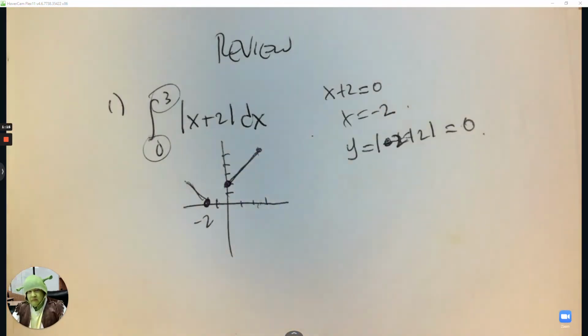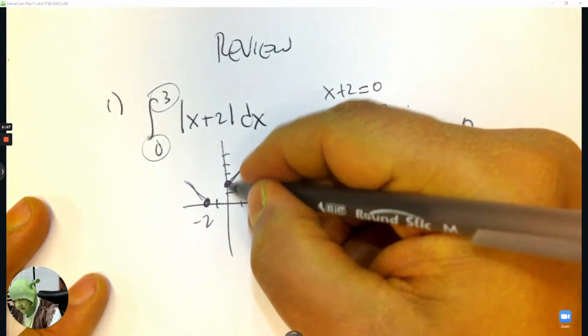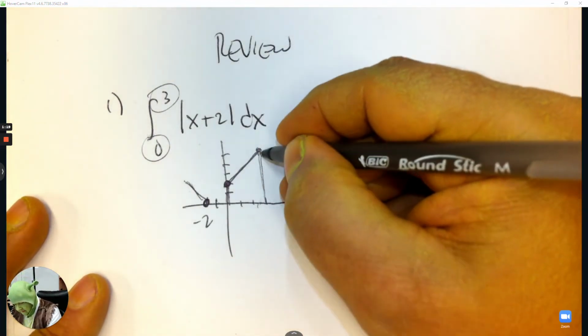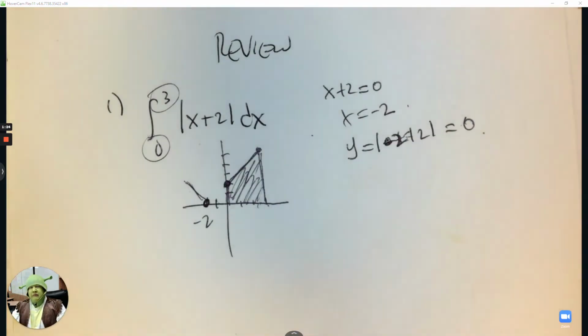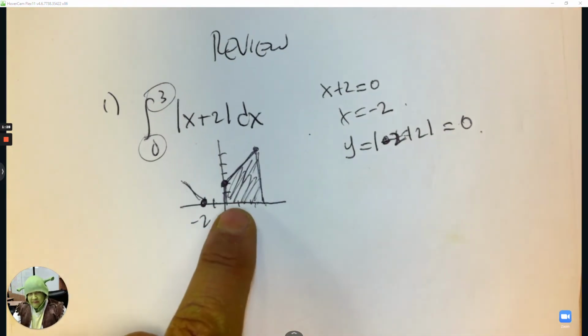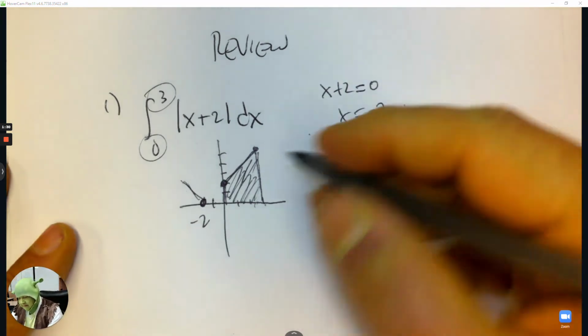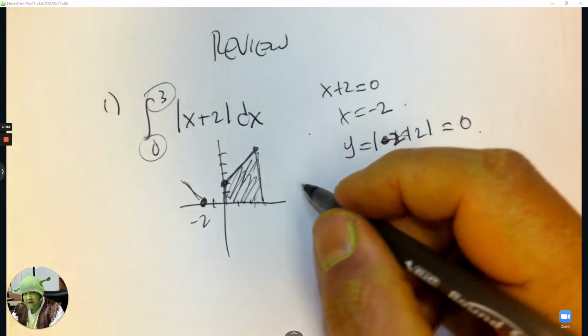Now we want to find the area under this. That's what a definite integral means. So from 0 to 3, what's this area? Sometimes it's going to be a triangle. That would be half the base times the height. But sometimes it's a trapezoid. So in this case, to answer the question, I need to know the area of the trapezoid.